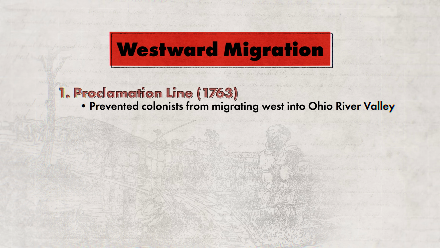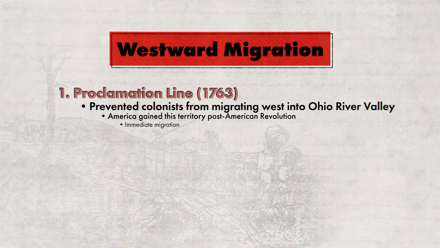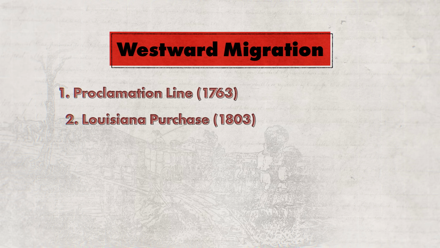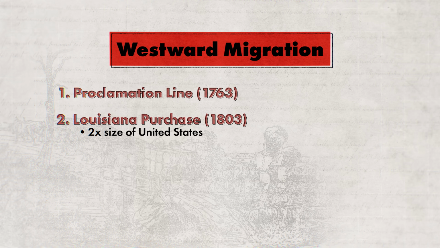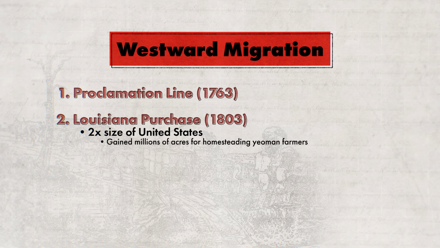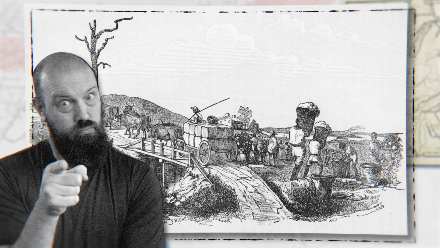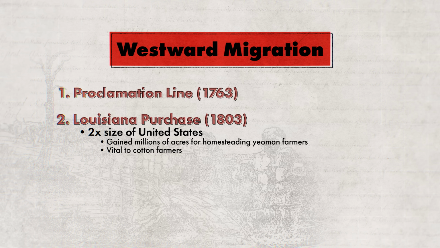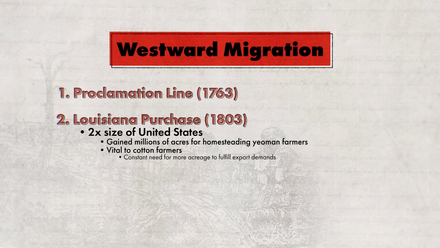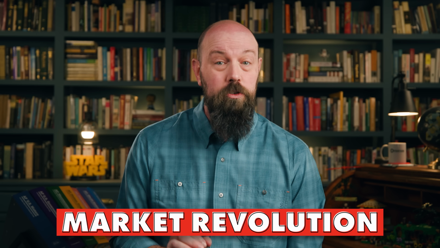Anyway, after the Revolution, Americans got all that territory for themselves and got their migration on quick, fast, and in a hurry. Then in 1803, the Louisiana Purchase doubled the size of the United States and provided millions of acres of land for yeoman farmers to migrate and establish their homesteads. And westward migration was especially important to southern cotton farmers, who were always hungry for fresh soil on account of their cotton crops sucking all the nutrients from the ground. And that meant that they always needed more acreage to keep up with the fantastic demand for export in domestic and international markets. All of which, of course, was facilitated by the market revolution that we talked all about in the last unit.